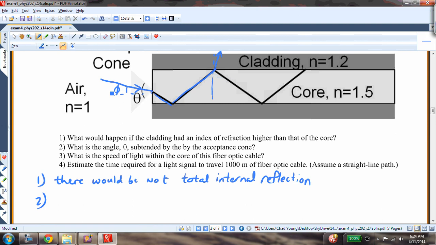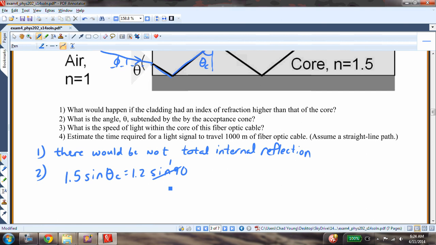First of all, I want to find out what this angle must be in order to get total internal reflection. So in order to do that, I say N1, that's 1.5, sine of theta C equals 1.2 sine of 90. This, of course, is 1. And then I can calculate my critical angle. It's going to be the inverse sine of 1.2 over 1.5.